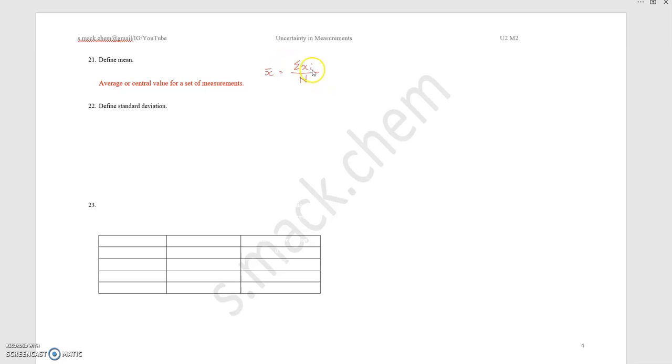The mean or average value, in the absence of a true or accepted value, can be used as a central value for a set of measurements. So for example, in our definition of precision, we talked about the closeness of experimental values to a central value.